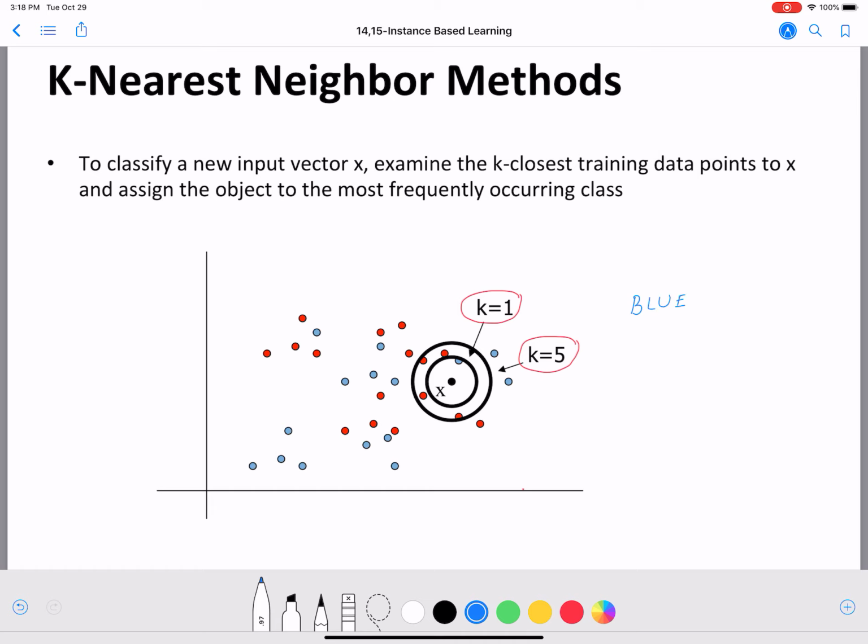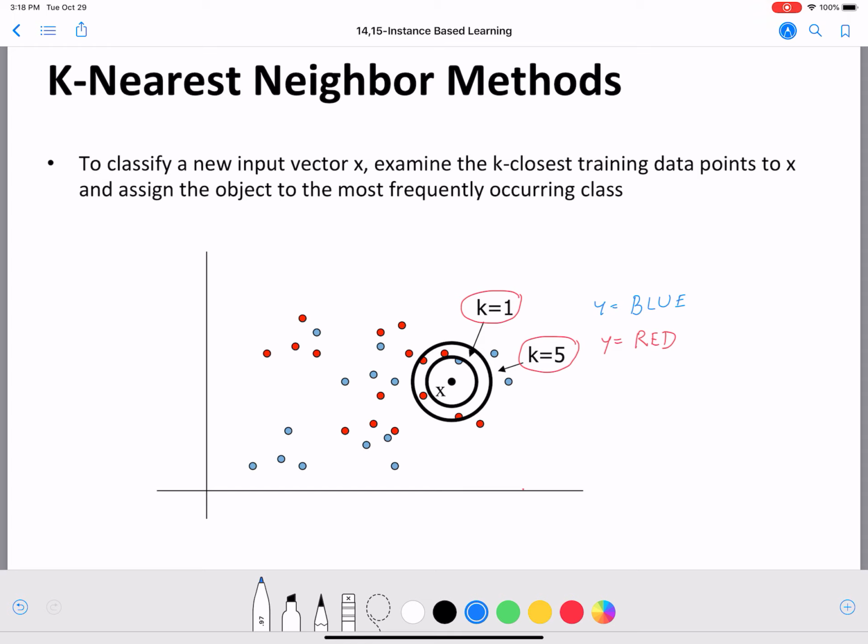And if we choose k equal to 5, then we draw a bigger circle around x to cover 5 nearest neighbors. Now we have 1 blue and 4 red data points when k is equal to 5. Now when we broaden this, our classification becomes red. So y is equal to red for k equal to 5, and y is equal to blue for k equal to 1 for our data point x.